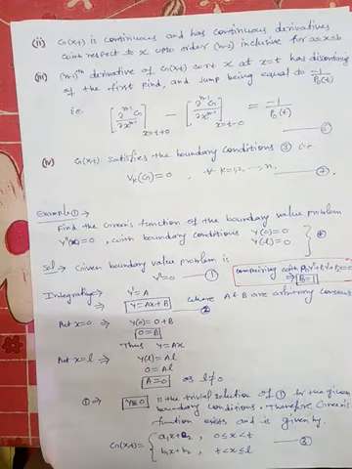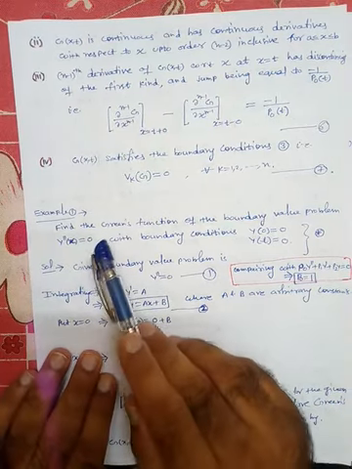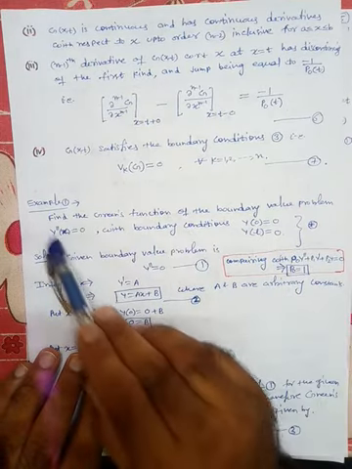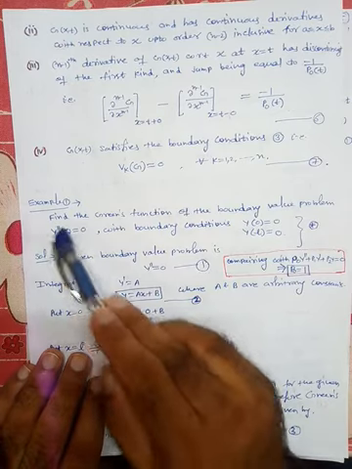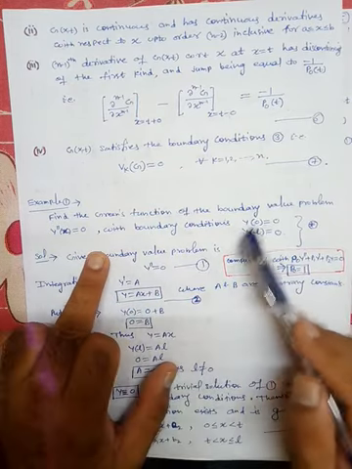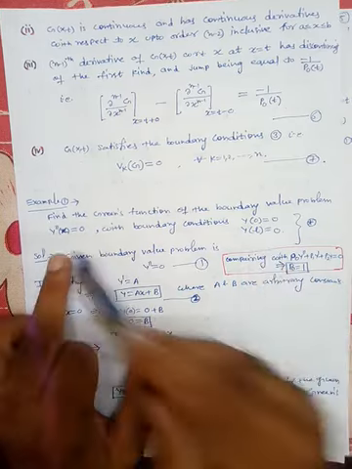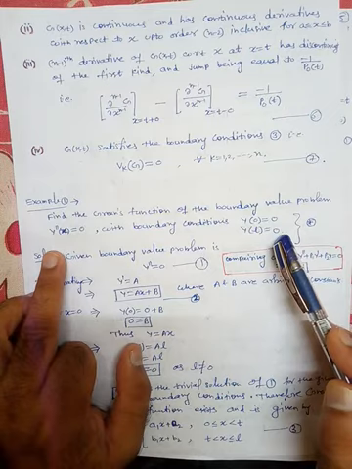Let us see the Green's function through some examples. So here the first example is this: find the Green's function of the boundary value problem y double dash of x is equal to 0, that means second order derivative, with boundary conditions y at 0 is 0, y at L is equal to 0. So this is a second order equation and hence we have two conditions.